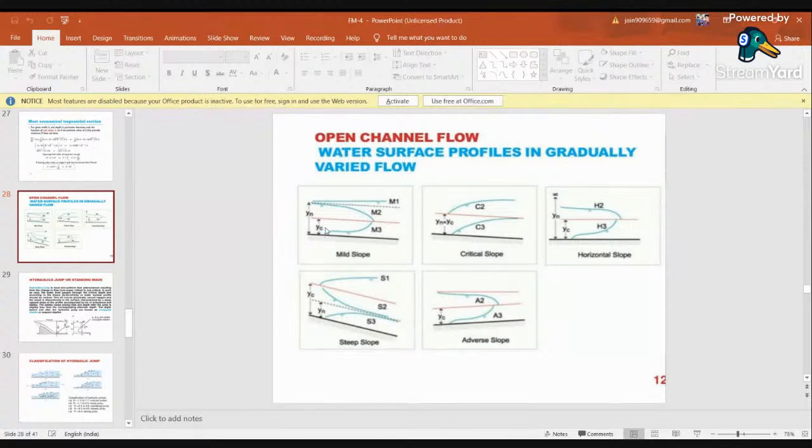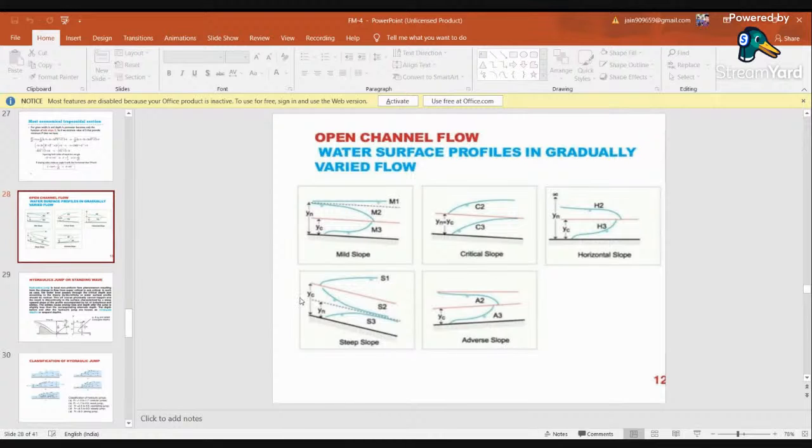Okay. So if your critical depth YC is less than YN, then your slope is termed a mild slope. If YN and YC are both equal, that is YN is equal to YC, then your slope is termed a critical slope. When your YN is infinity and YC is finite, or countable, then it will be a horizontal slope. When your YN is not predictable, then it will be your adverse slope.